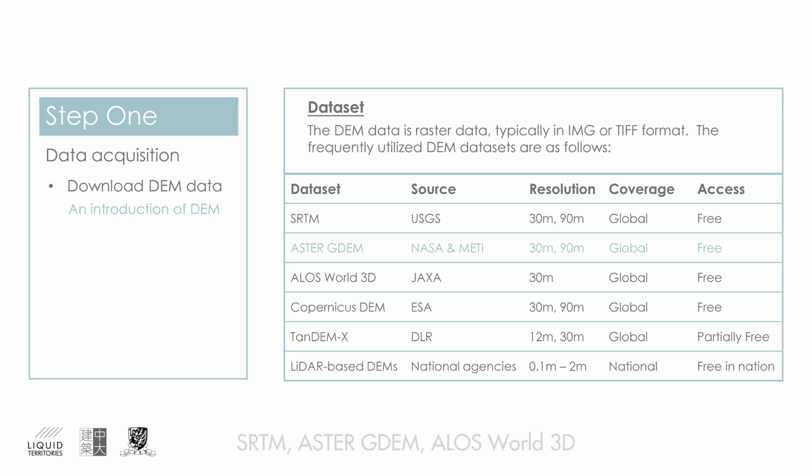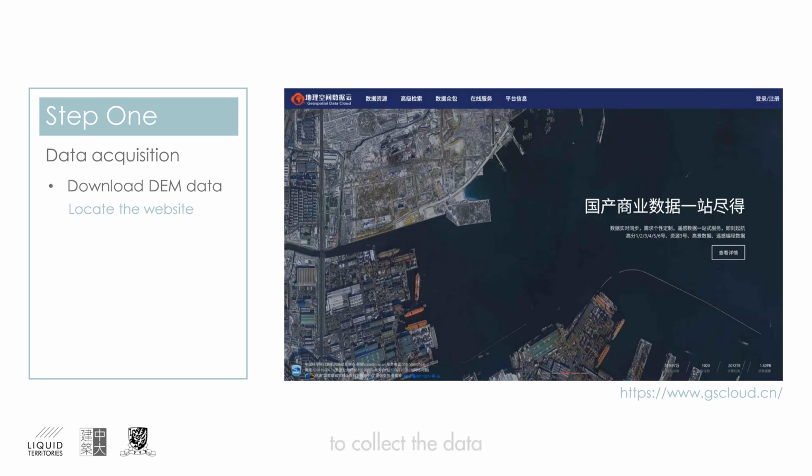SRTM, ASTER GDEM, ALOS World 3D, Copernicus DEM, TanDEM-X, and LiDAR-based DEMs are some of the popular DEM datasets. The screen displays their details. In this case, we will use ASTER GDEM due to its availability and convenience. To collect the data, we will introduce a website called Geospatial Data Cloud. Of course, there are other websites that can provide the data we need, but this is the free and easily accessible one. The site link has been displayed on the screen.